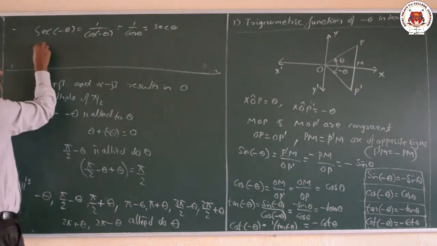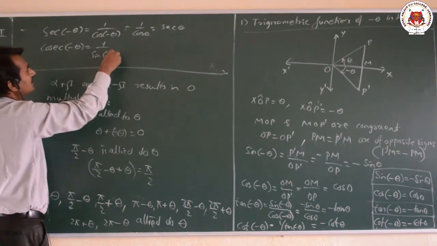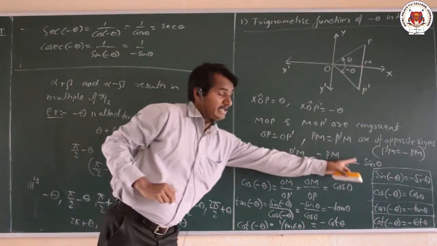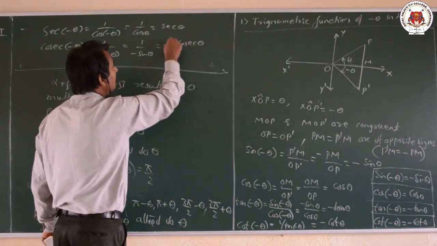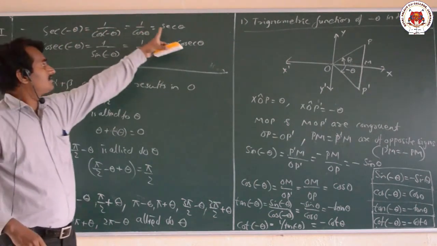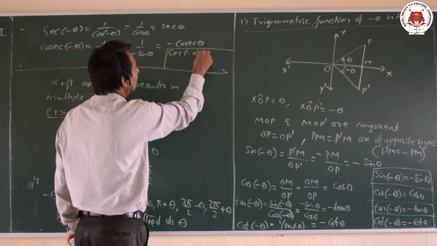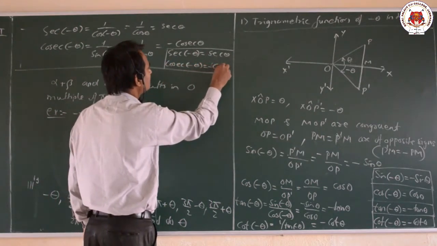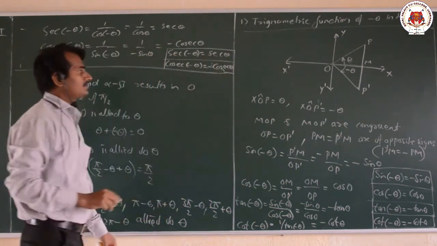Okay, students. Now, let us learn about the cosecant of minus theta. That is 1 divided by sine of minus theta. Sine of minus theta is minus sine theta. Now, what we get here? 1 by sine is cosecant theta, with the minus sign. So, dear students, what we got? The remaining two things: secant of minus theta is equal to secant theta, and cosecant of minus theta is equal to minus cosecant theta.